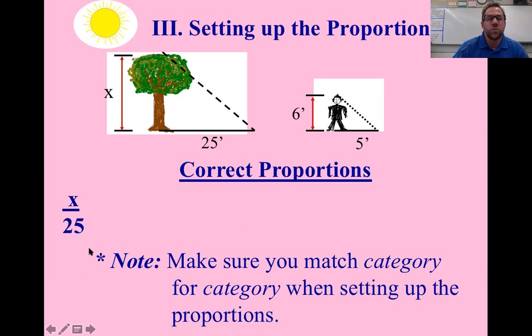If I told you the first ratio was x to 25, that's how we read that, x to 25, what would be a matching ratio that would make the proportion correct? If I'm going the height of the tree compared to the length of its shadow, then we want the height of the man compared to his shadow. And so our correct proportion would be 6/5.